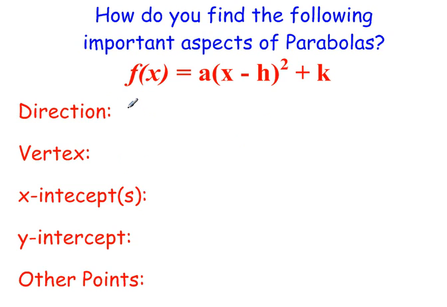Does a parabola face up or down? It faces up if a is positive, just like in standard form, and it faces down if a is negative. Our vertex, like we just talked about, is the point h comma k.